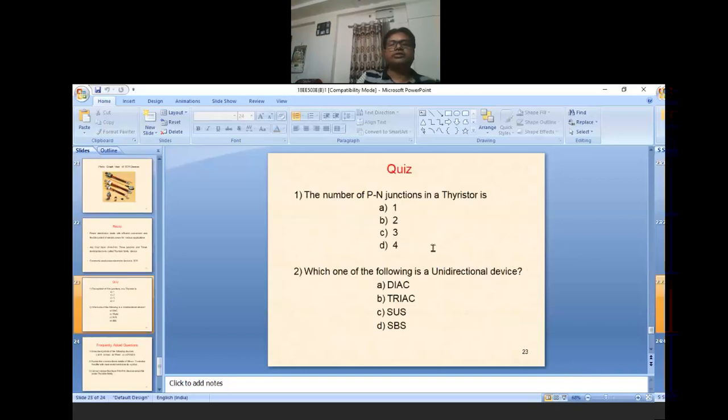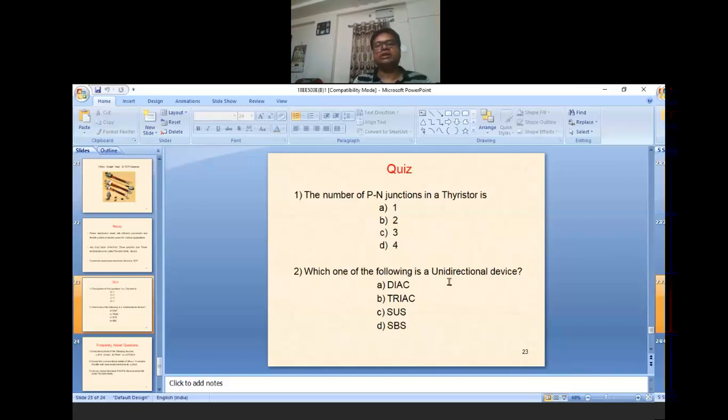quiz for recalling the things which we have discussed. How many number of junctions are there in a thyristor? The number of PN junctions in a thyristor is, just think over how many. It is a 4 layer device with how many junctions? PN, PN. One junction between P upper PN, next inner NP, second junction, next outer NP, third junction. So the number of PN junctions in a thyristor is 3.